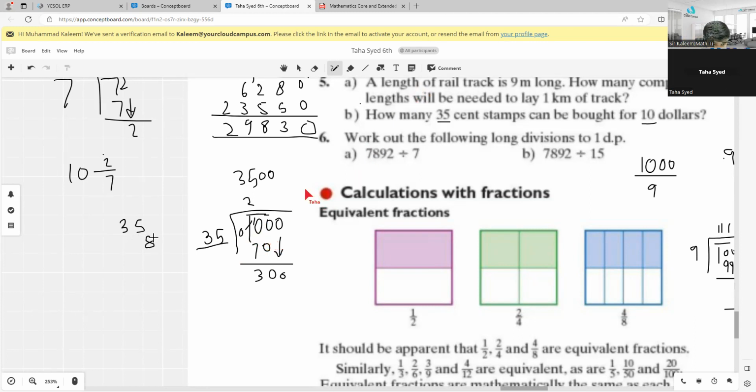Let's check it. 8 times 5 becomes 40, so 0 and 4 will be carried. And 8 times 3 becomes 24, and 4 makes 28. So it's 280. It's very close to 300.